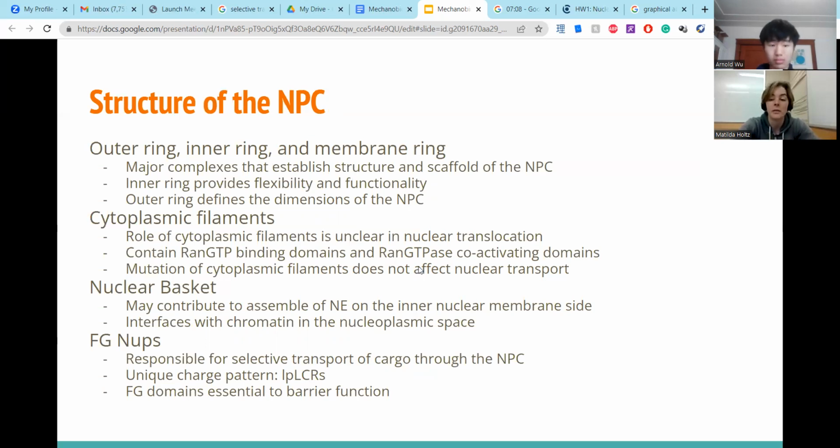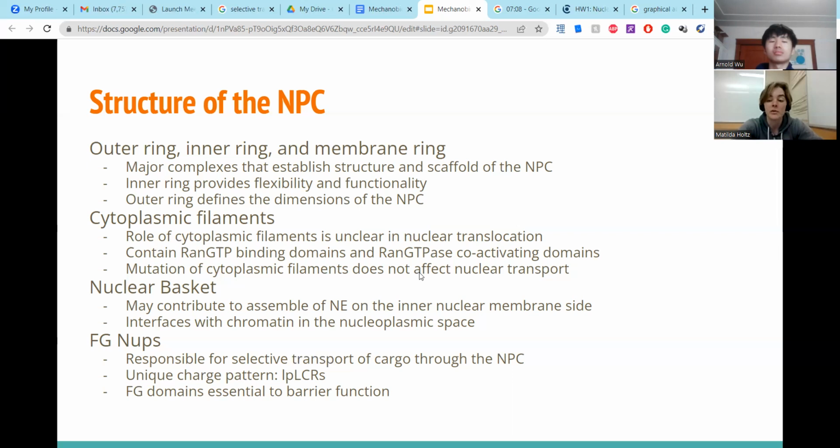8 nucleoplasmic filaments extend from the nucleoplasmic outer ring and are joined in a distal ring, creating a basket-like structure. The basket filaments are posited to contribute to NPC assembly at the inner nuclear membrane and contribute to the curvature of the nuclear envelope. The nuclear basket also interfaces with chromatin and may thus play a role in nuclear organization.